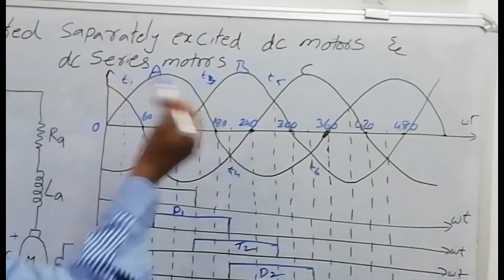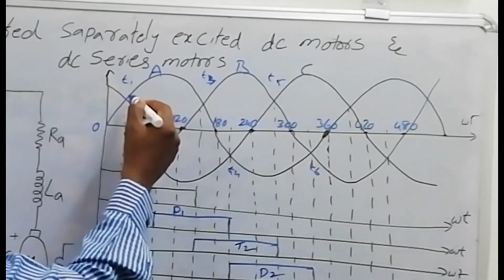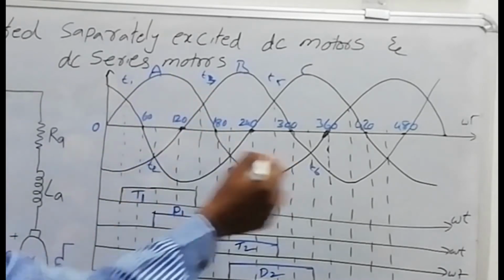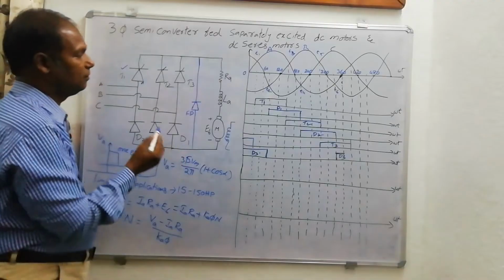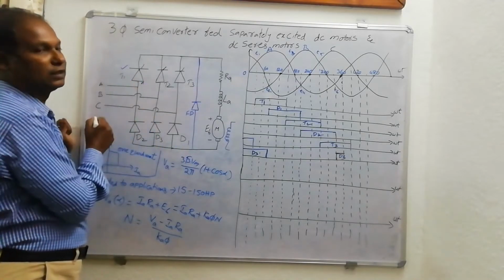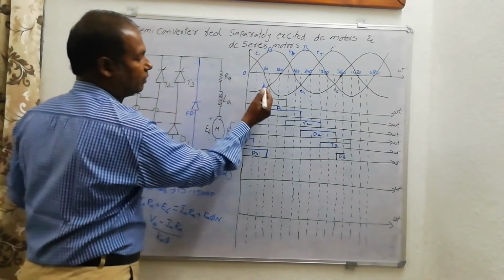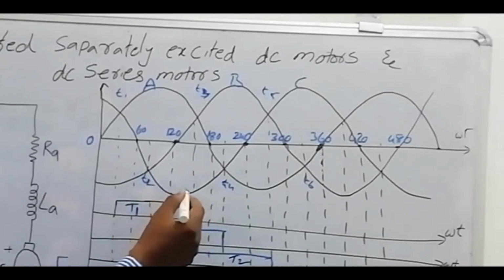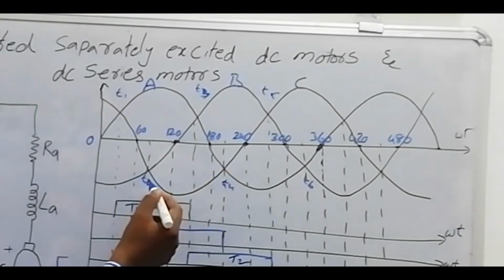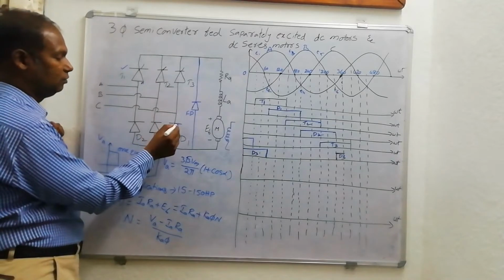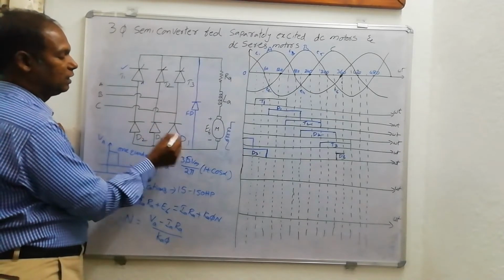During T1 to T3, A phase is more positive compared to the B and C phases. So T1 conducts. Next, come to the negative side. This is the C phase. Observe here, between T2 to T4, C phase is more negative. That means D1 conducts.